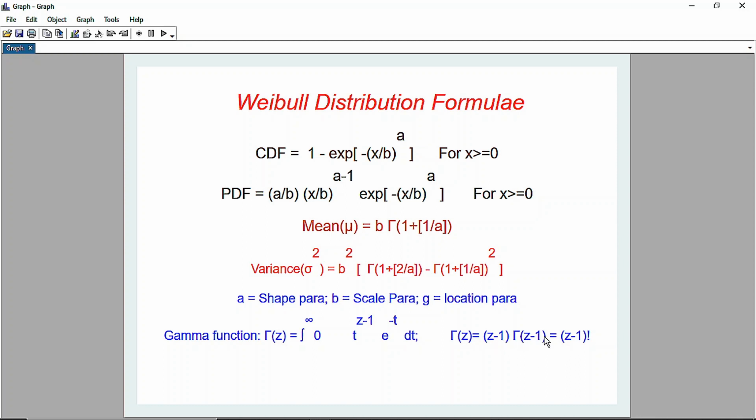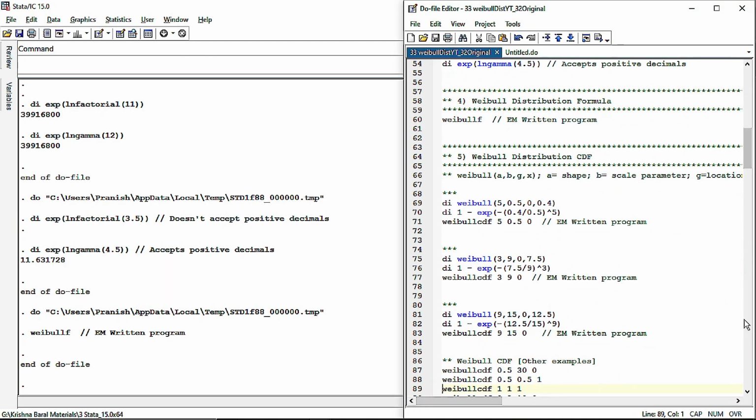We calculate the PDF as a divided by b into x divided by b to the power a minus 1, and e to the power minus x divided by b to the power a, for x greater than or equal to 0. Similarly, the CDF is equal to 1 minus e to the power minus x divided by b to the power a, for x greater than or equal to 0. Now let us calculate the CDF of the Weibull distribution and see some examples.